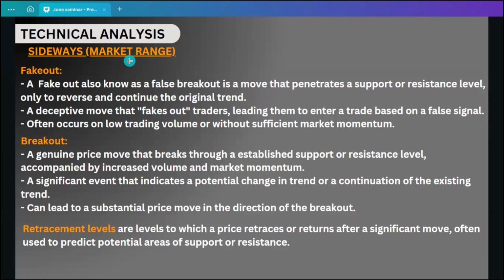Sometimes price will fake out to take out pending orders of retail traders. Then price will break out of the range and retrace to a sustainable and affordable level to continue the direction, or change direction, or trade in the direction of the breakout.